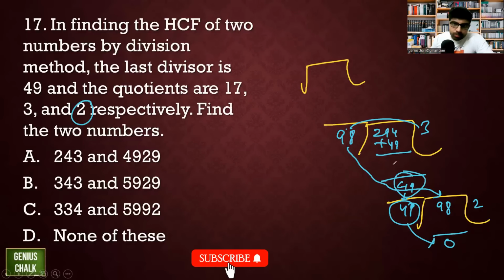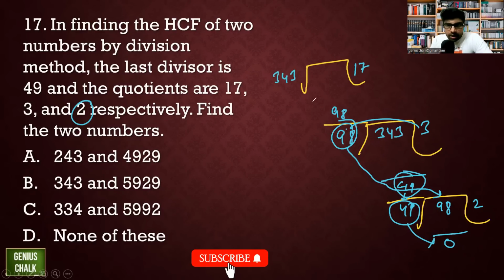So this becomes how much? 294 plus 49 is 343. So I will write 343. Now this remainder is 98. So what is the quotient? The quotient is 17, right? And this 343 must be here, and this 98 must be the remainder. So 343 into 17 plus 98.